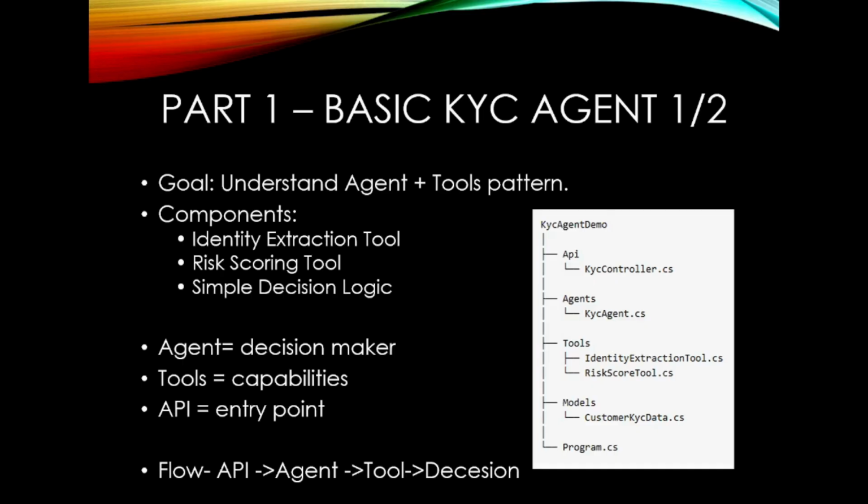The LLM makes the decisions, the agent executes, and tools are the capabilities, the helper functions. API is the entry point. So our flow will be: the API talks to the agent, or multiple agents. Agents take help from the tools, and then the final LLM takes a decision, and the decision comes back as approve or disapprove. We are in part 1, and we will see how part 1 works in the code.